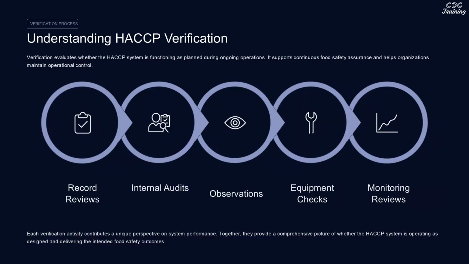Verification evaluates whether the HACCP system is functioning as planned during ongoing operations. It supports continuous food safety assurance and helps organizations maintain operational control. Each verification activity contributes a unique perspective on system performance. Together, they provide a comprehensive picture of whether the HACCP system is operating as designed and delivering the intended food safety outcomes. Record reviews, internal audits, observations, equipment checks, and monitoring reviews all play a role in this process.